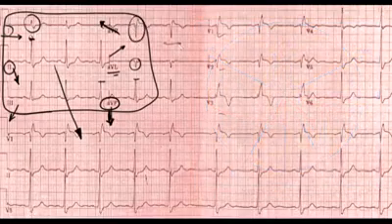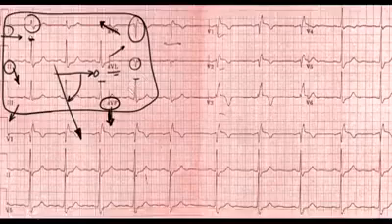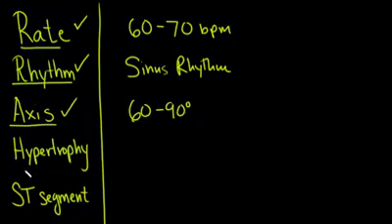So the overall axis, if we consider that this is 0 degrees here, somewhere between 60 and 90 degrees. And that takes care of axis. Let's move on to hypertrophy.